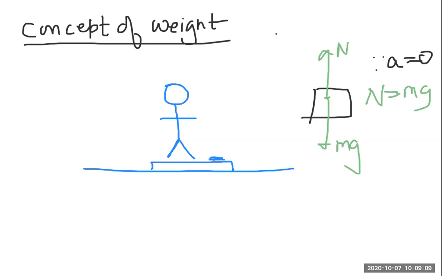There is another way of measuring weight. Before I tell you what weight is, I'm just showing you how to measure weight. You can measure weight by keeping something on a weighing machine. There is another way of measuring weight. Can you remember what it is? Can you tell me what it is?